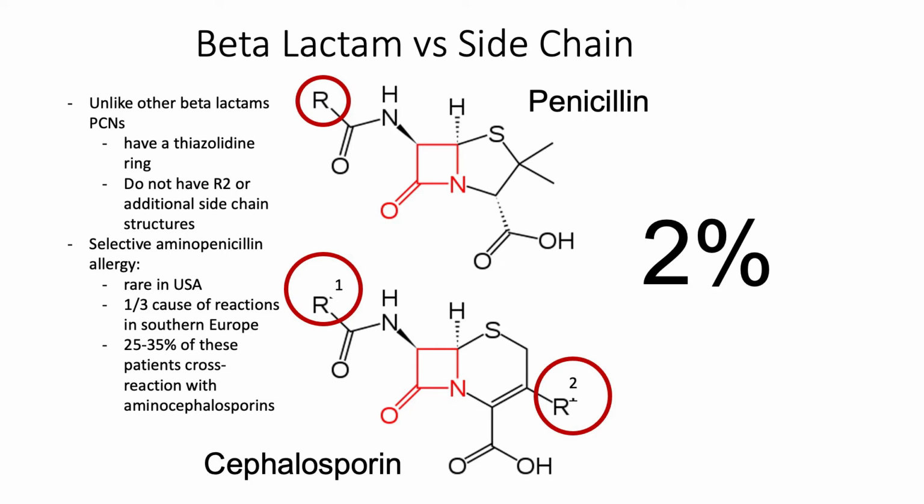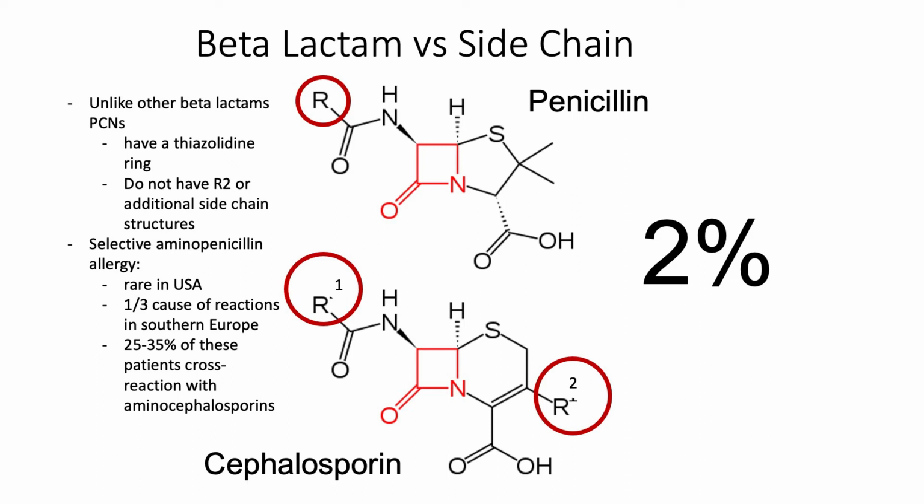So, beta-lactam. We talked about penicillin allergy, and then there's always this question, well, what about other beta-lactams in penicillin allergic patients? Well, unlike other beta-lactams, penicillins have that ring, which starts with a T, and they do not have an R2 group. Aminopenicillin allergy is rare in the United States per the literature. I will tell you, I see it in my clinic. But in Europe, it's a third of the cause of reactions to penicillin, and of those 35% do cross-react with the cephalosporins with similar side chains.